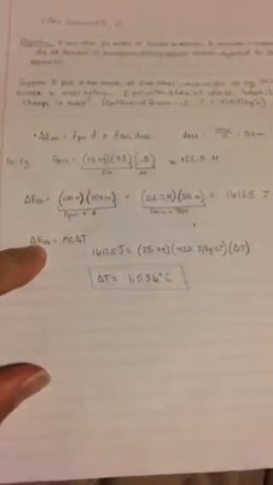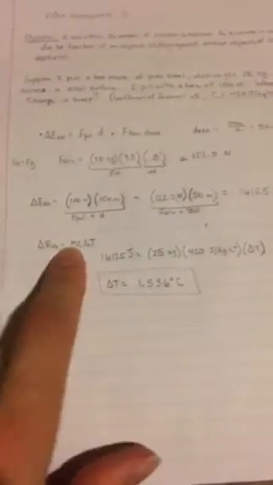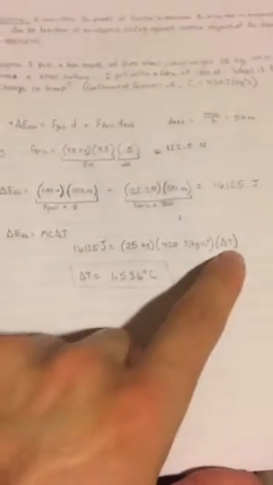Now, since we know that our change in thermal energy is 16,125 joules, we use this equation that change in thermal energy equals MC change in T, or as I like to say, MCAT. So then here we plug in our specific heat for C, our mass of the box for M, and we have our change in thermal energy, and we need to find change in T, so we divide everything over, and we find that our change in temperature is 1.536 degrees Celsius.